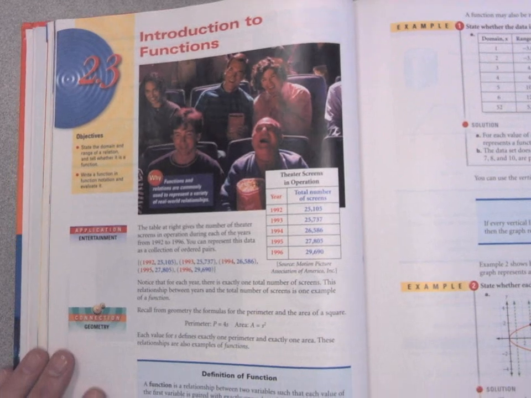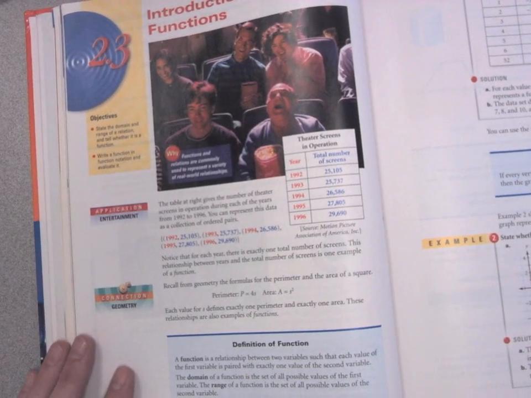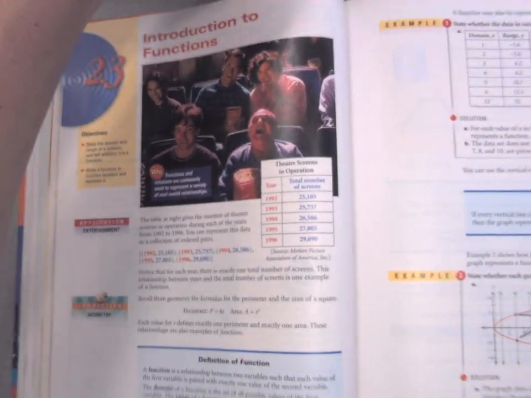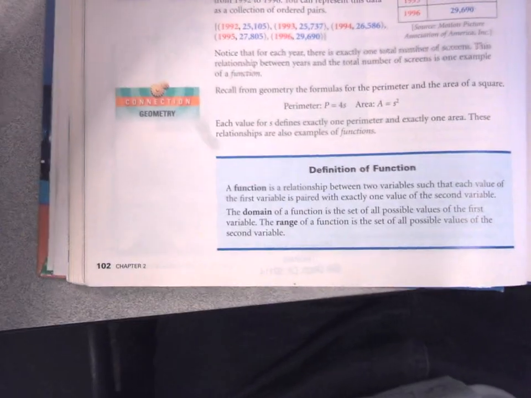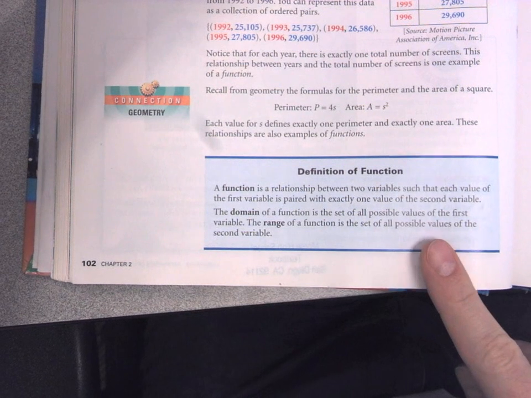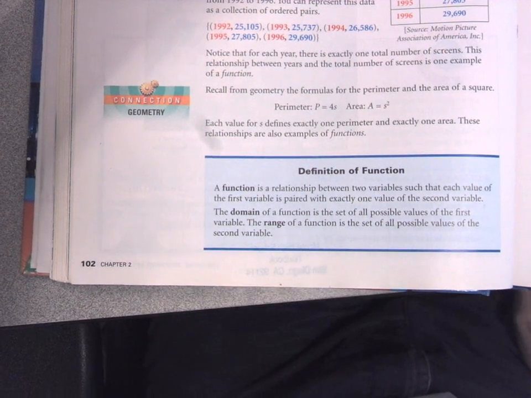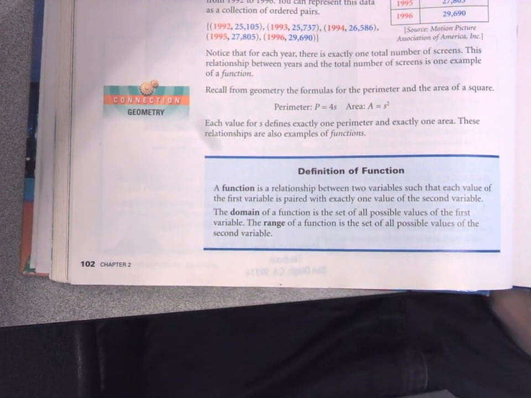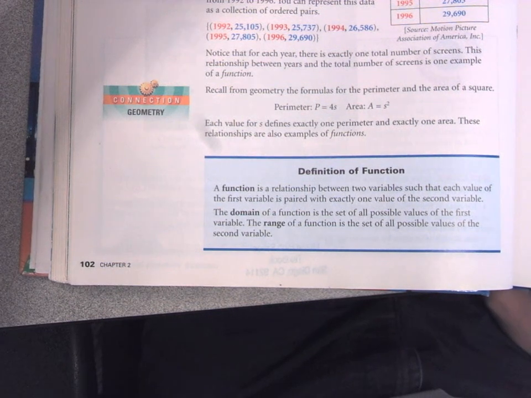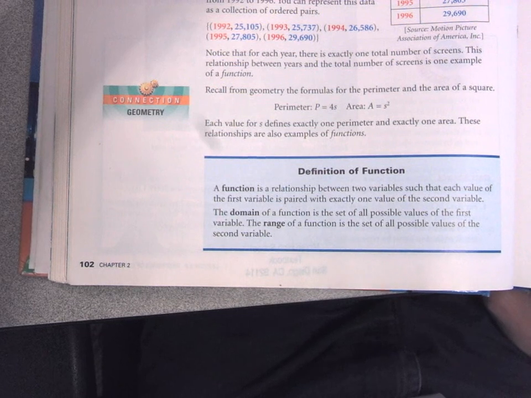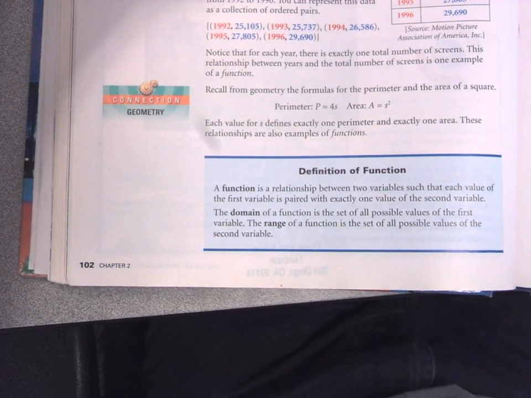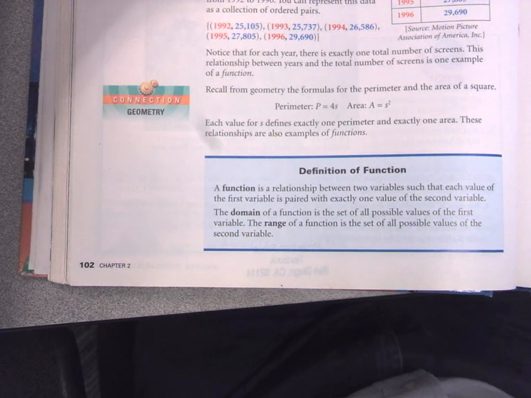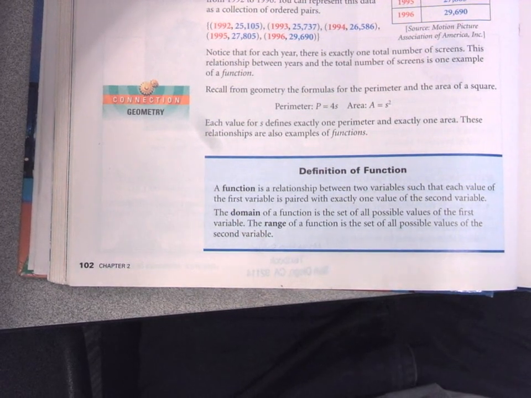Okay, so there's a couple definitions in here that are really important, and I want to point those out to you. The first one in the book is the definition of a function, and that's here. If you weren't here today, you're going to want to write that down in your book. That's page 102. It says a function is a relationship between two variables such that each value of the first variable is paired with exactly one value of the second variable. Sometimes we use language like inputs and outputs instead of first variable, second variable.